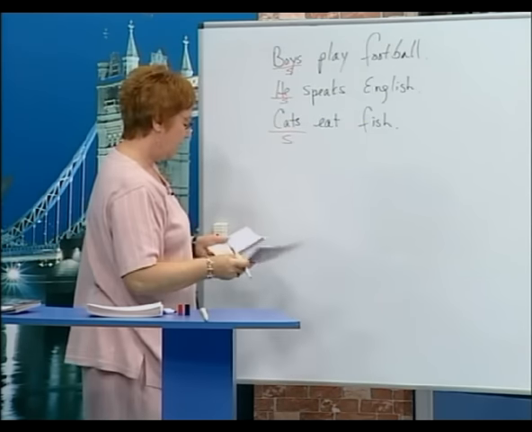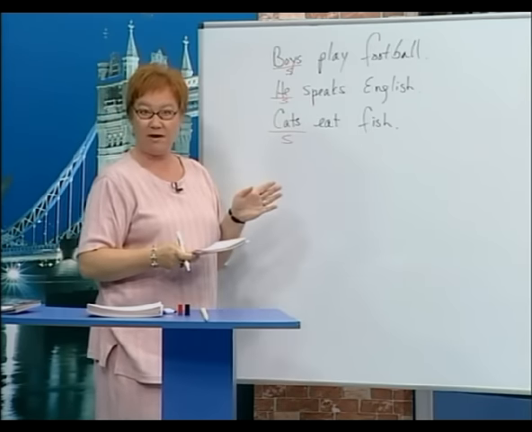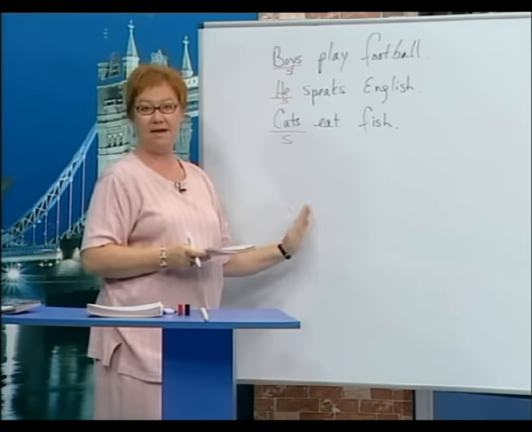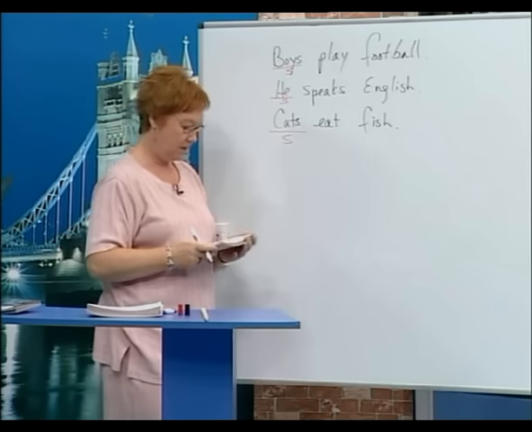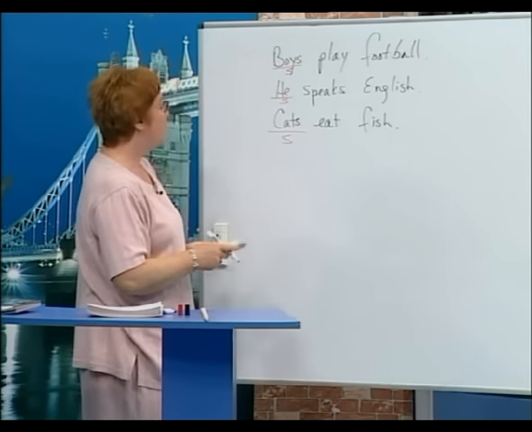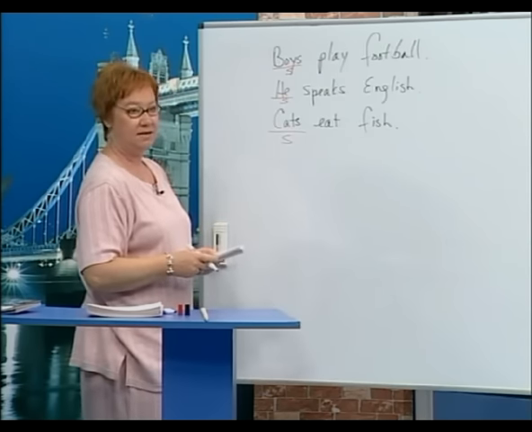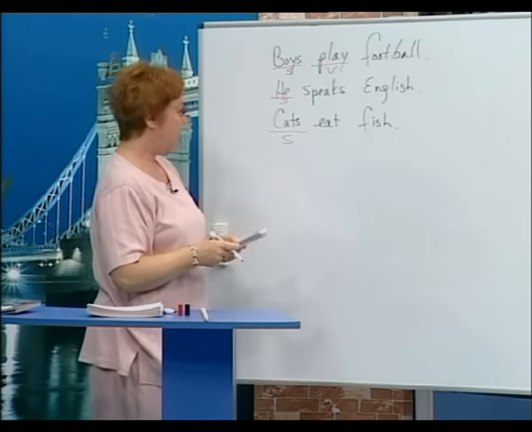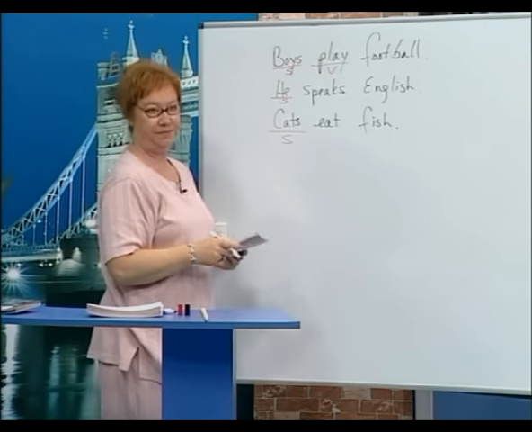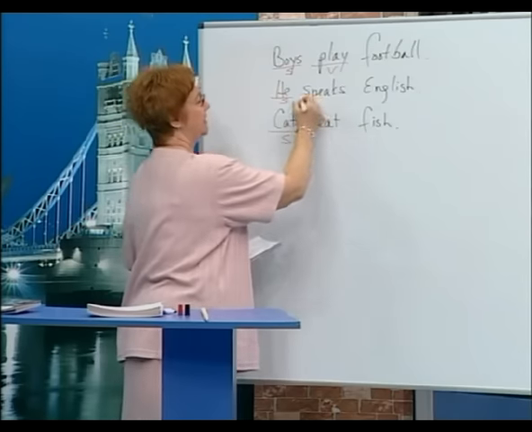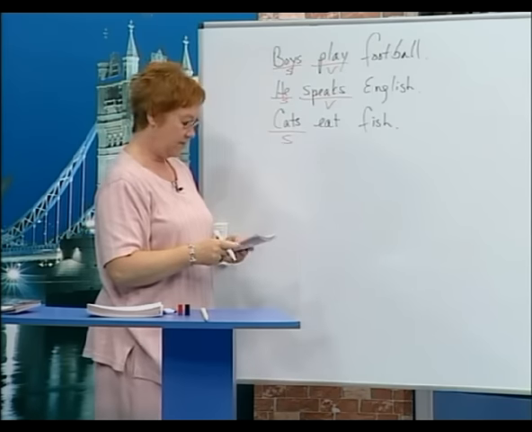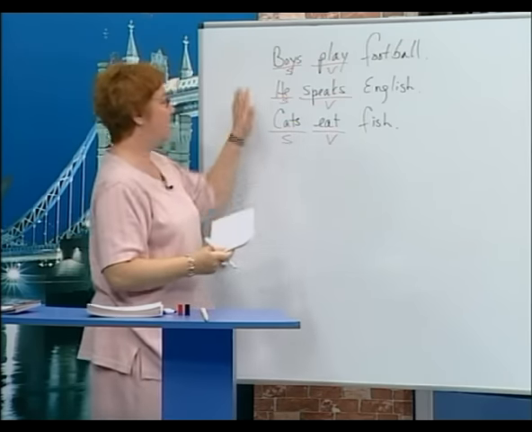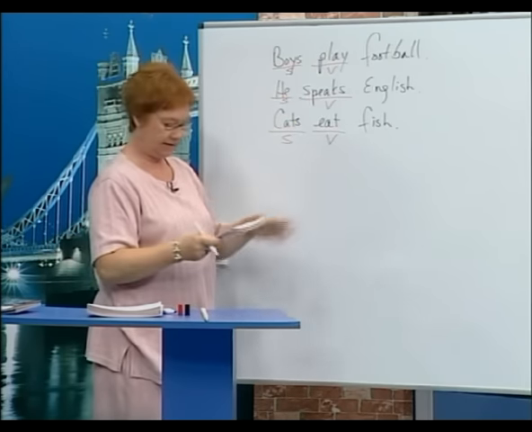All right. Now, we're going to look at the second part of the sentence, which is the verb. Now, remember, usually the verb comes second. Subject, and then the verb. Okay, now look at these again. Ali, what's the verb in the first sentence? The verb is play. Now, Isabel, the verb in sentence two. The verb is speaks. And Susan, the verb in the last one. The verb is eat. Yes, okay. So we have the subject and the verb for each sentence.